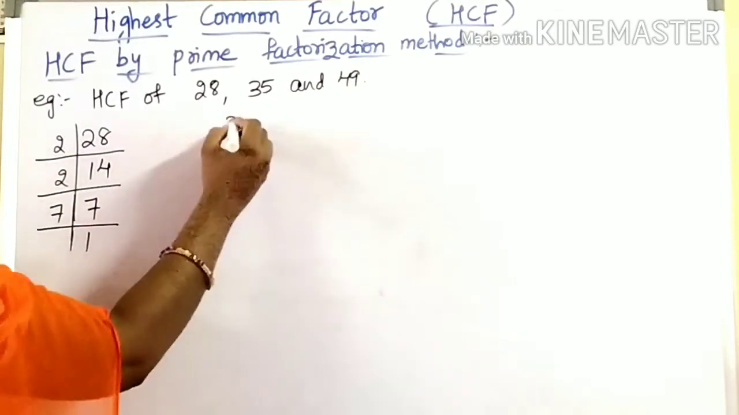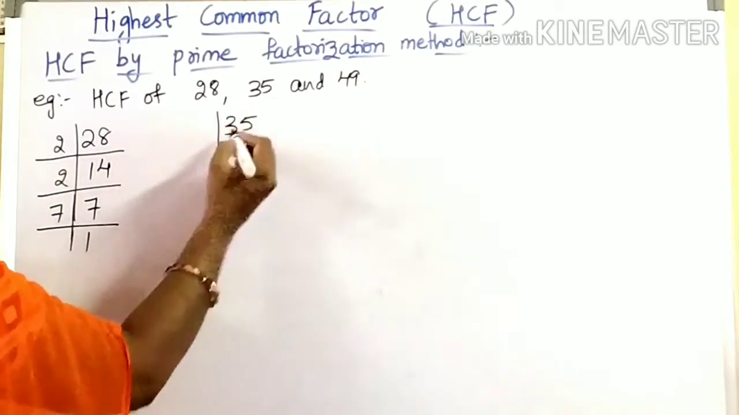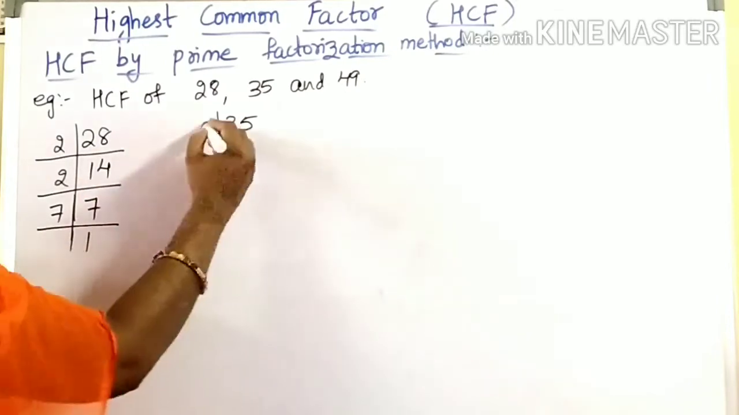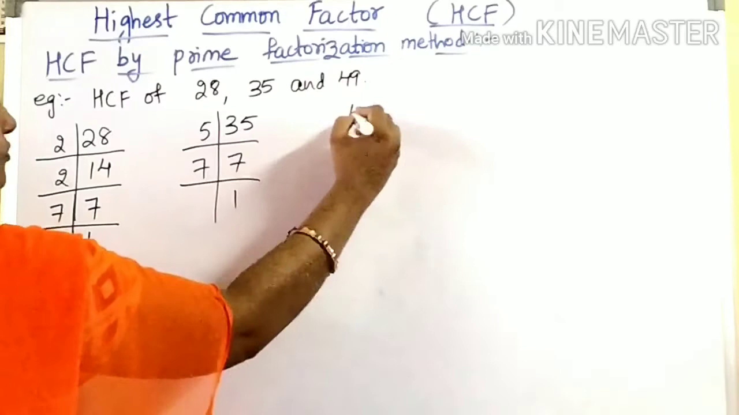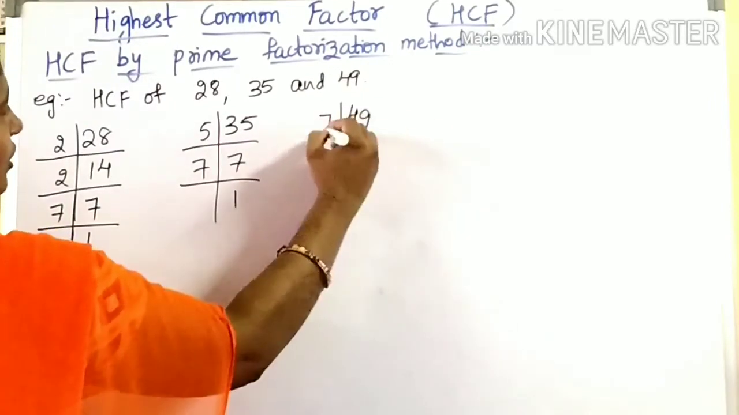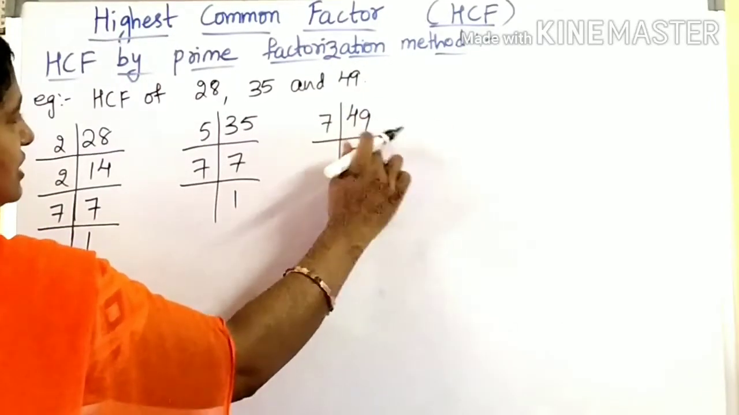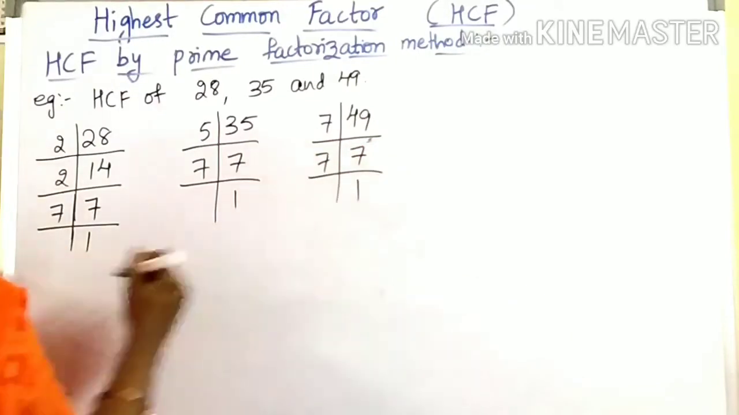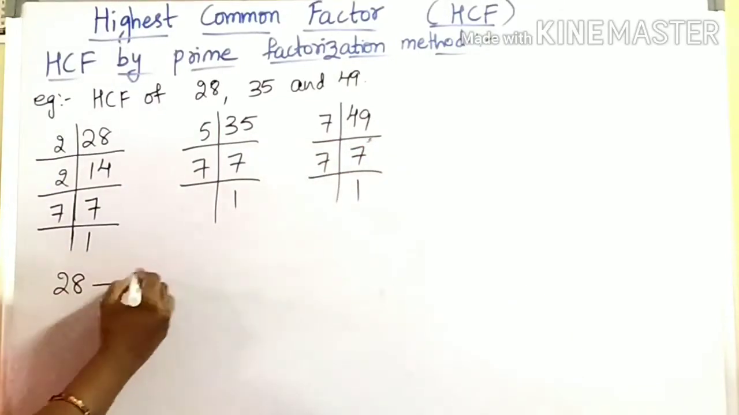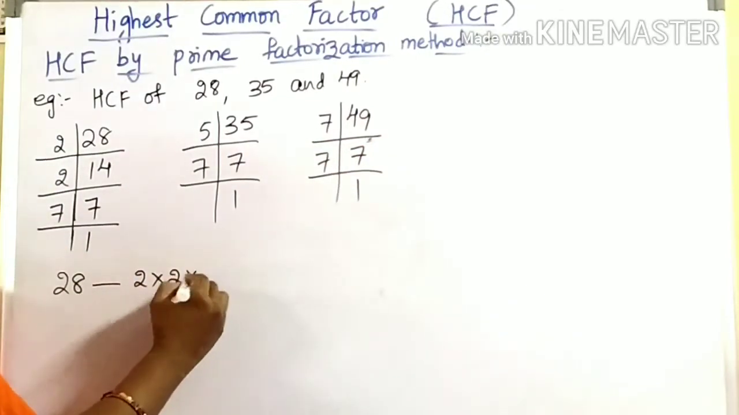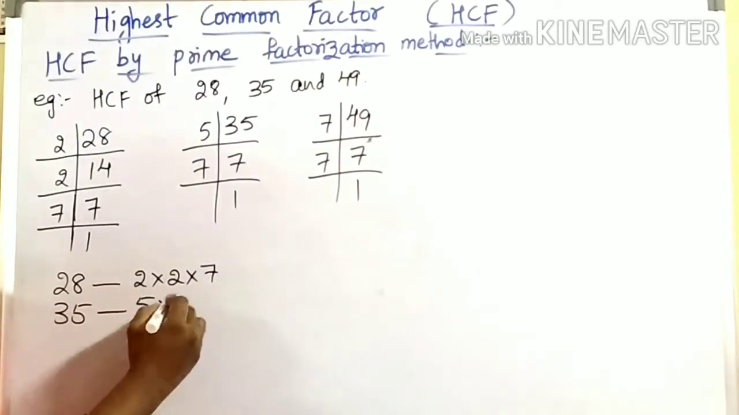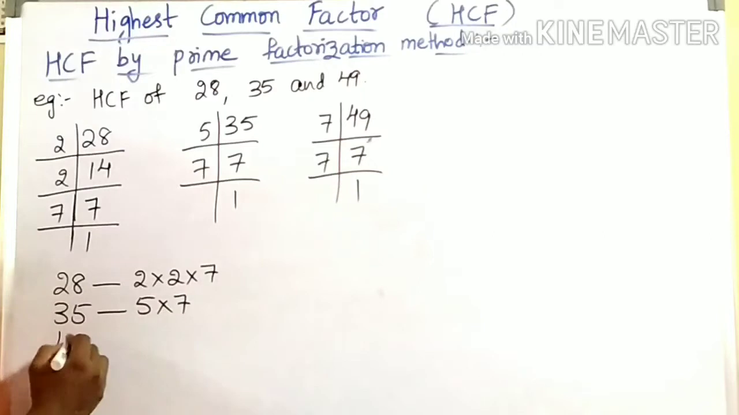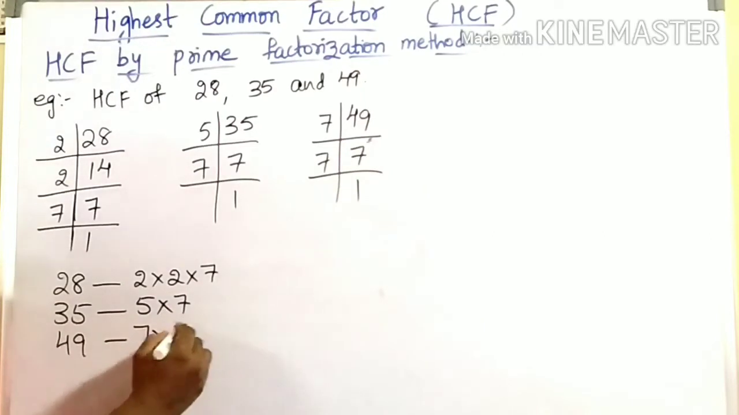Okay. Now 35. How do we write 35? 35 will not go in 2 tables. So 5 table, 5 7s are 35. 7 1s are 7. Next 49. 49 will go in 7 table. 7 7s are 49. 7 1s are 7. So you got 28 as 2 into 7, 35 as 5 into 7, and 49 as 7 into 7.